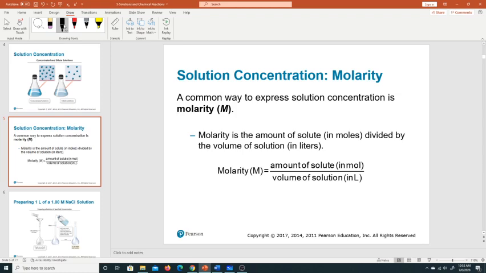Now, we could say, for example, a solution is 2.5 molar. You may see that, or you might see 2.5 capital M. Capital M means molar. Or you might see 2.5 moles per liter. All three expressions mean the same thing, a 2.5 molar solution, just written out in different ways.